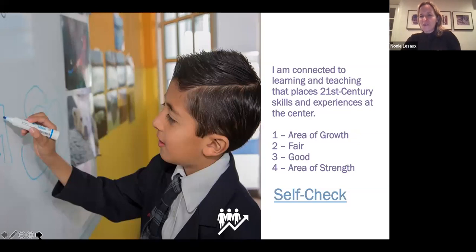So here's what we're going to do to have a little fun together in this session. We're going to launch a poll in just a moment, and you're going to take the temperature. You're going to respond to this prompt in the poll, and the prompt is as follows. In my work, I am connected to learning and teaching that places 21st century skills and experiences at the center. 1, is this an area of growth? 2, would you rate it fair? 3, would you rate it good? Or 4, would you rate it an area of strength?